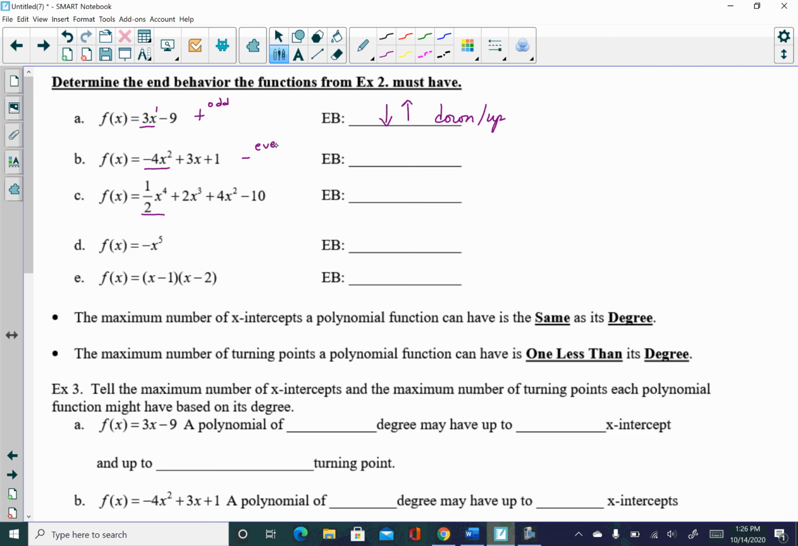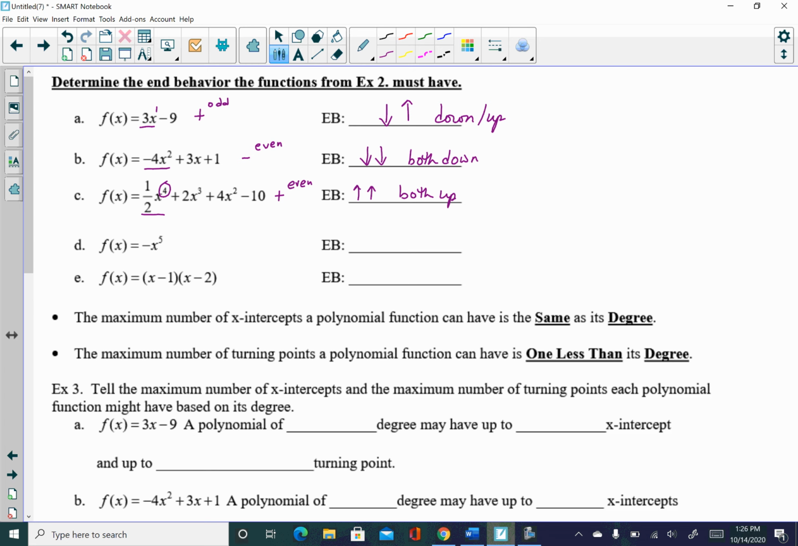Remember, evens always go in the same direction. Because it's negative, we are going to be going down, down. Okay, or you could write that as both down if you like. Okay, look at your next one. You have a positive raised to an even power. So remember, even always goes in the same direction. Because it's positive, we're going to be going up, up. So we can write both up.